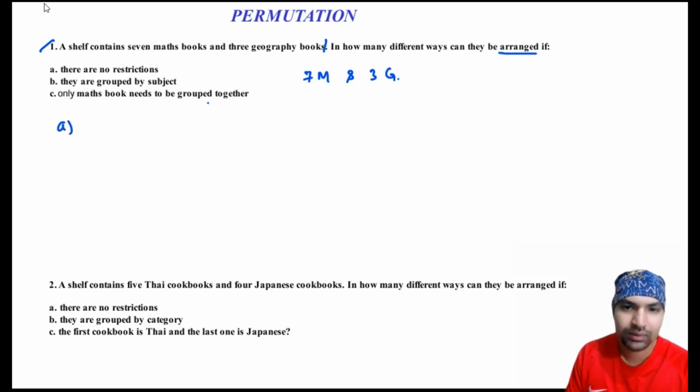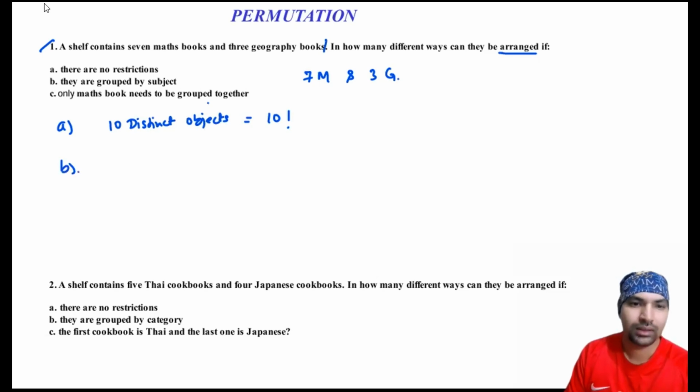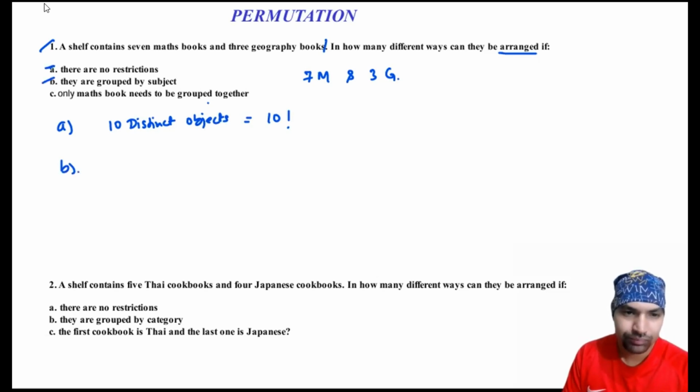So the first one. We have a total of 7 plus 3, which is 10 distinct objects. Why is it 10 distinct objects? Because all the math books and all the 3 geography books will be different. So this can be arranged in 10 factorial ways. Make sense? Perfect.